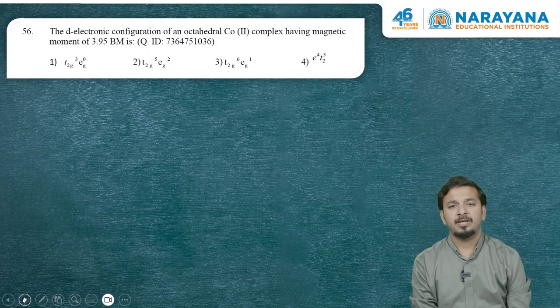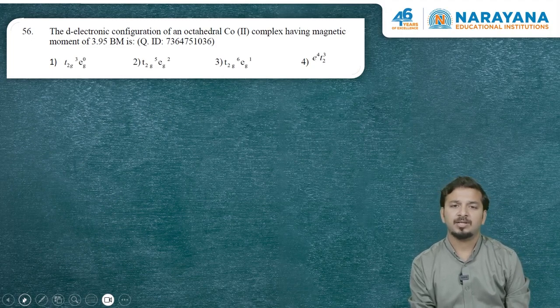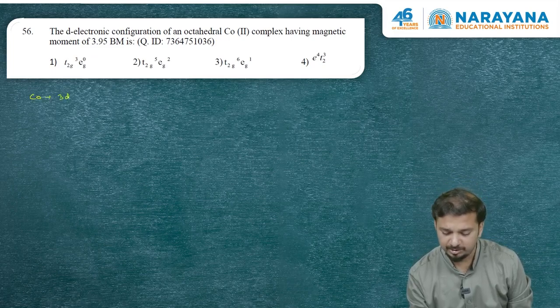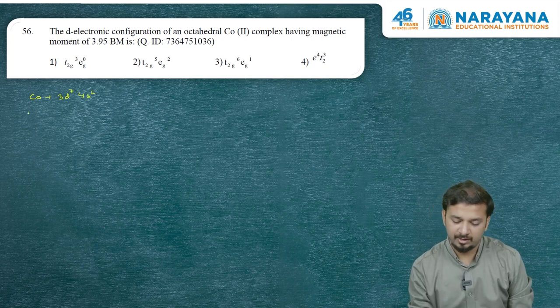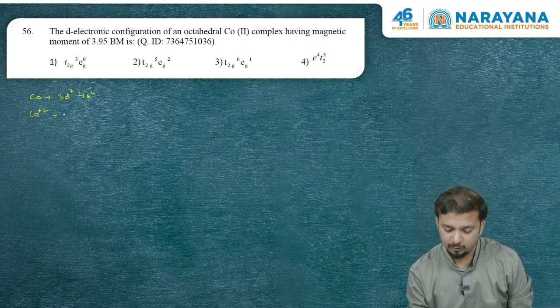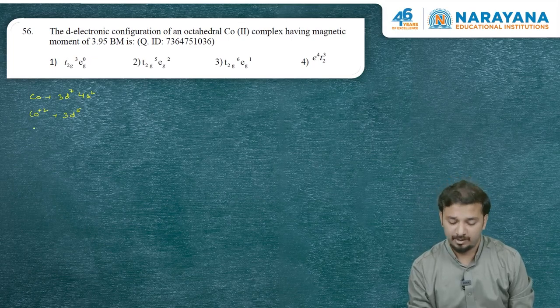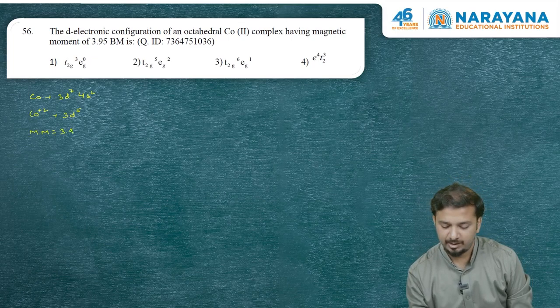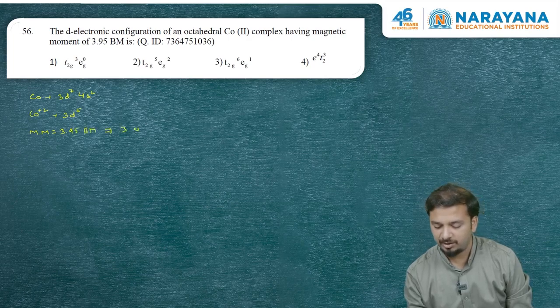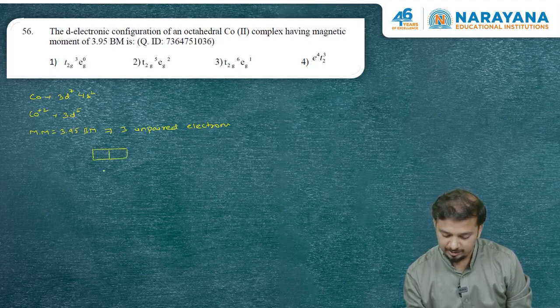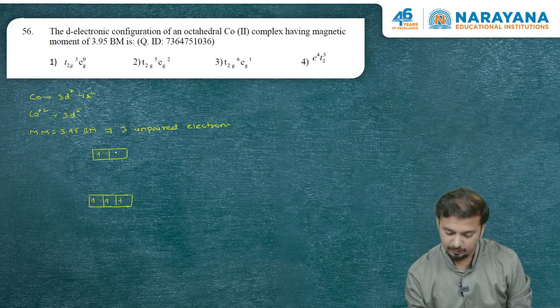Moving to next question. The d electronic configuration of an octahedral Co plus 3 complex having a magnetic moment of 3.95 BM is. So we know cobalt configuration is 3d7 4s2. Now they are saying we have cobalt plus 2 ion. So cobalt plus 2 means configuration will be 3d7. Now along with this they have given that magnetic moment is 3.95 BM. This means that there are 3 unpaired electrons. So if you write the electronic configuration based on Eg and T2g, the configuration will be 1, 2, 3, 4, 5.